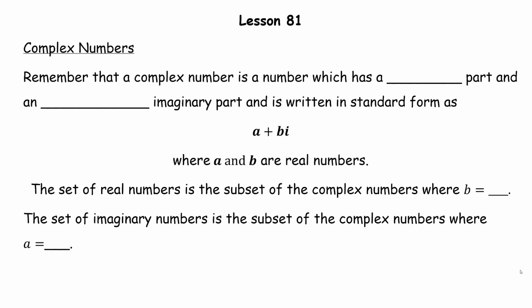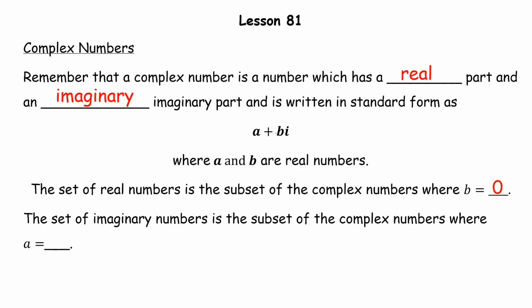Okay, lesson 81, we're going to talk some more about complex numbers. Remember that a complex number is a number which has a real part and an imaginary part and is written in standard form as a plus bi, where a and b are real numbers. The set of real numbers is a subset of the complex numbers where b is 0.